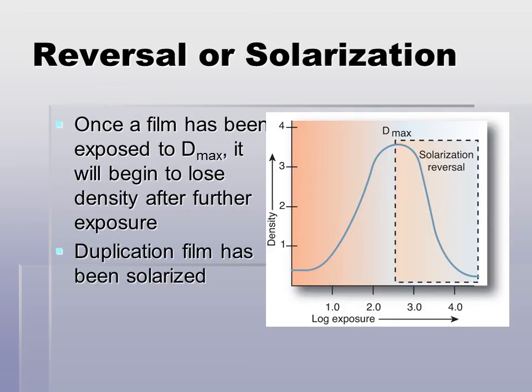Reversal or solarization. So this is really a duplication. Film has been solarized, and we discussed that looking at film a couple weeks ago. Once a film has been exposed to Dmax, it will begin to lose density, and after further exposure, less density, because silver atoms attracted to the speck will be ionized again, changing their charge and causing them to be repelled.